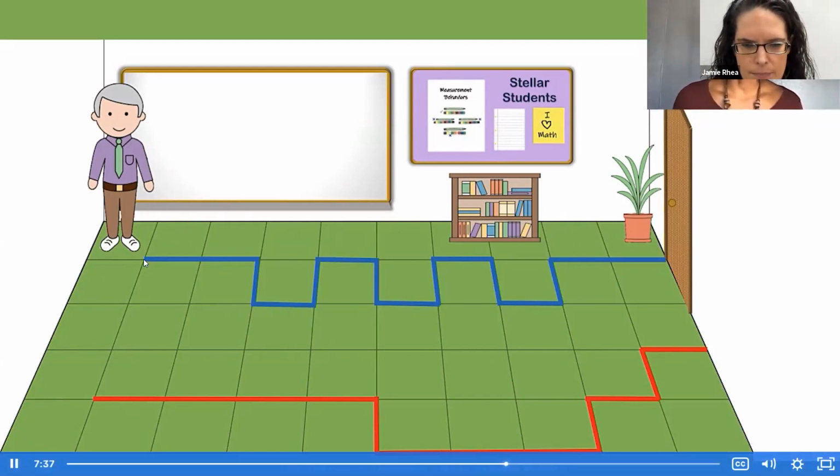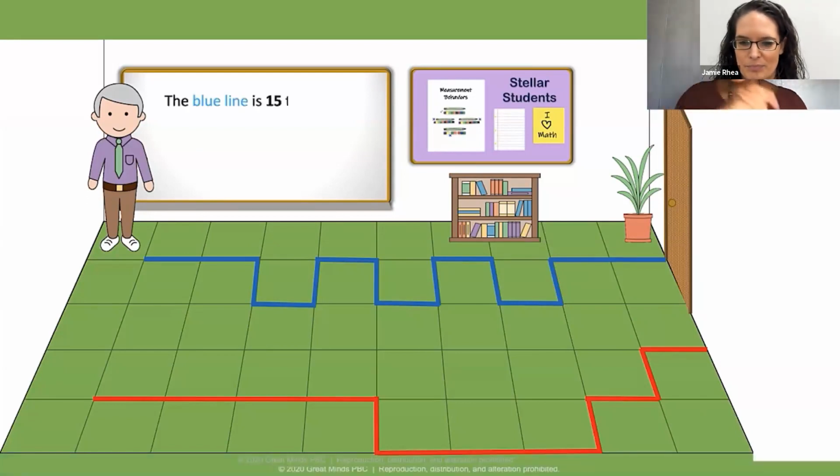Ready? Let's count the blue to see how long it is. Here we go. Count with me. 1, 2, 3, 4, 5, 6, 7, 8, 9, 10, 11, 12, 13, 14, 15. Wow. That's a lot. So the blue line is 15 tile lines long.